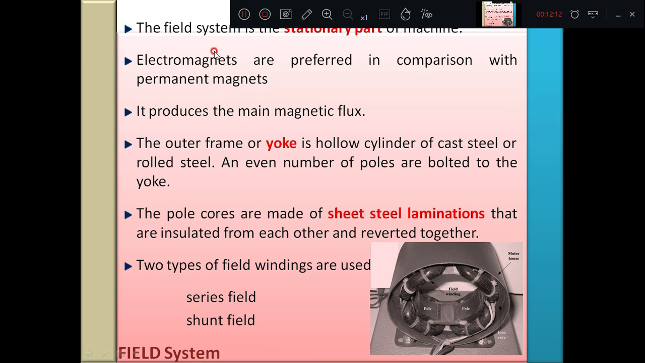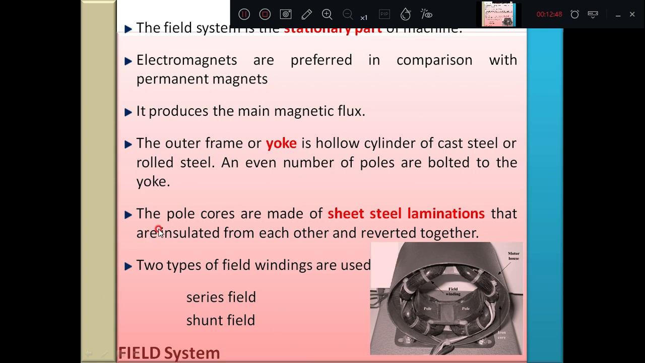The field system is the stationary part of the machine. To produce the magnetic flux, you are using electromagnets over permanent magnets, because permanent magnets do not produce much magnetic flux. The purpose of the field system is to produce the magnetic flux in the machine. This assembly of the field system rests on the yoke. This outer part of the machine is called the yoke.